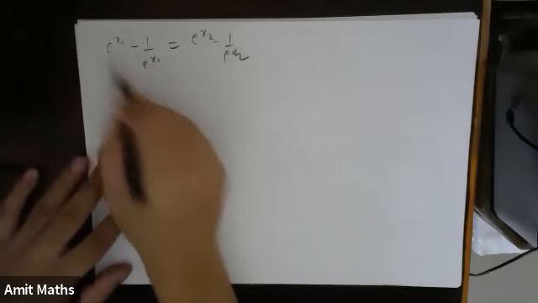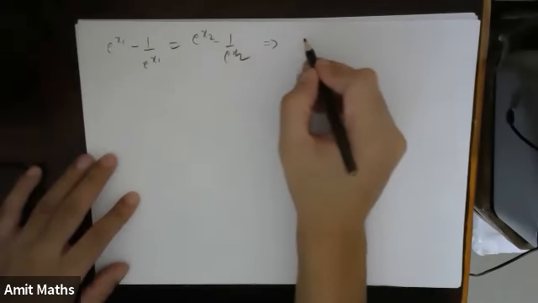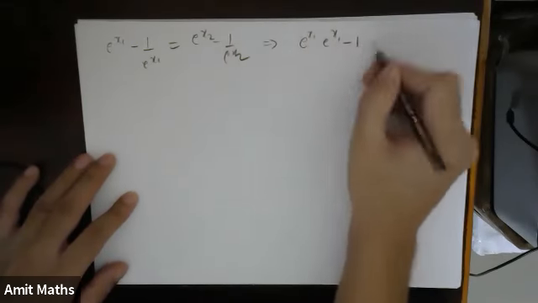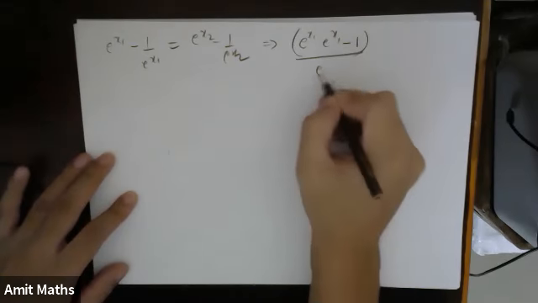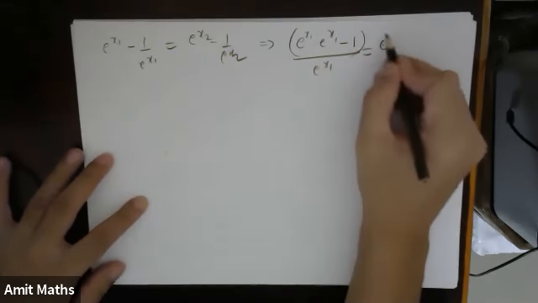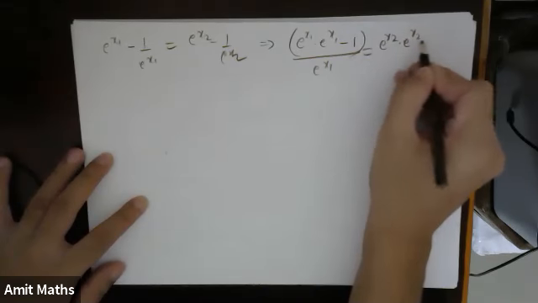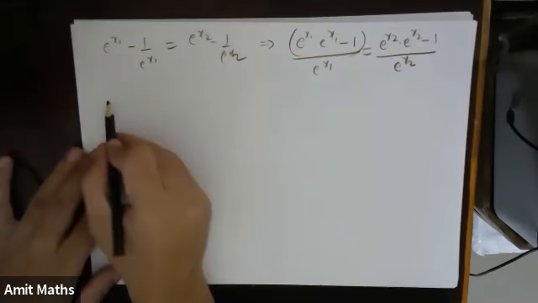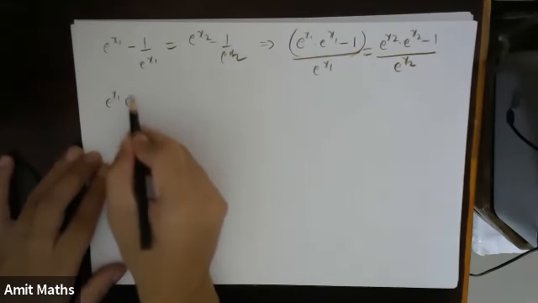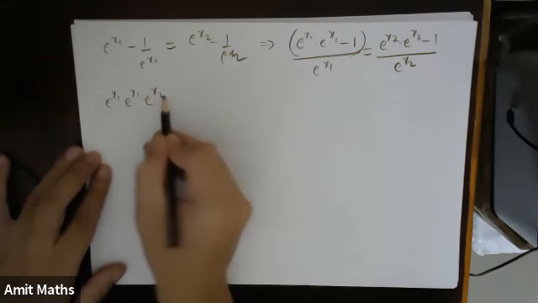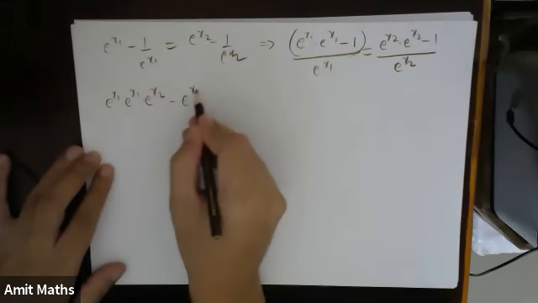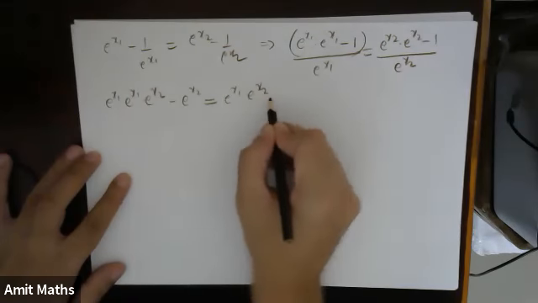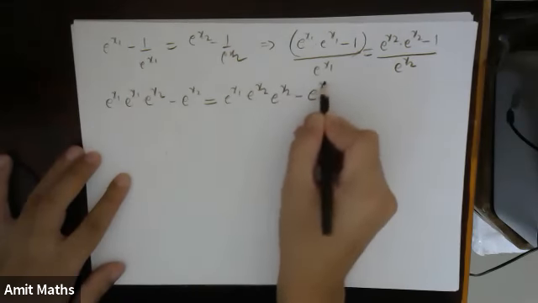Fine. So I will take LCM. This will become e^x1 (e^x1 - 1) / e^x1 = e^x2 (e^x2 - 1) / e^x2. Now I'll cross multiply. So this will become e^x1 · e^x1 · e^x2 - e^x2 = e^x1 · e^x2 · e^x2 - e^x2.